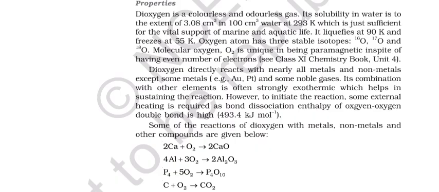Oxygen atom has three stable isotopes, and molecular oxygen O2 is unique in being paramagnetic in spite of having an even number of electrons. Dioxygen directly reacts with nearly all metals and non-metals except some metals, for example Au and Pt, and some noble gases. Its combination with other elements is often strongly exothermic, which helps in sustaining the reaction. However, to initiate the reaction, some external heating is required as the bond dissociation enthalpy of the O=O bond is high. Some of the reactions of dioxygen with metals, non-metals and other compounds are given below.